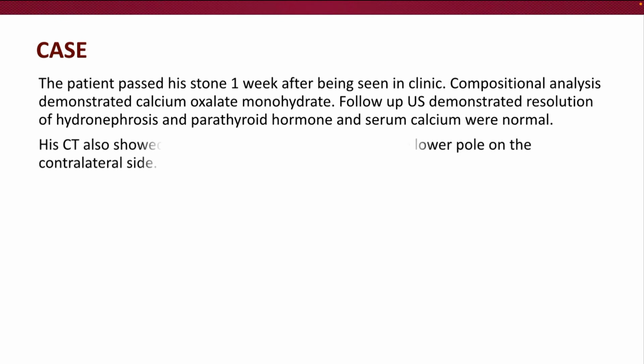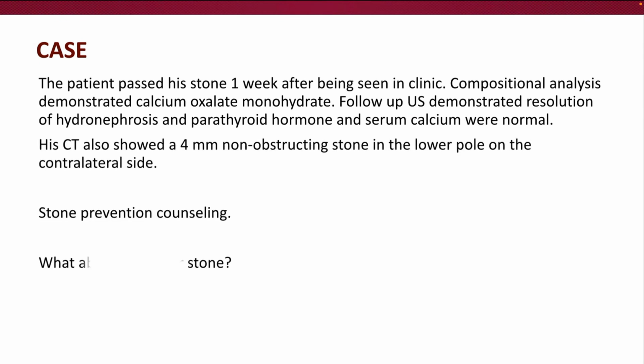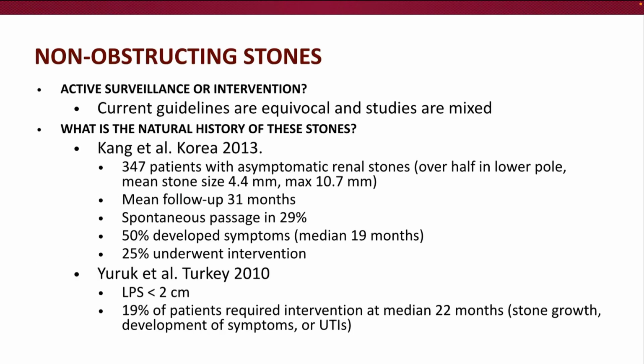So I added something here on this case. So this guy, we look back and his CT also had a 4 millimeter non-obstructing stone in the lower pole on the contralateral side. What do we do about this other stone? So non-obstructing stones, should we do active surveillance or intervention? The good and bad thing is that there's no right answer. We don't know what to do about this.